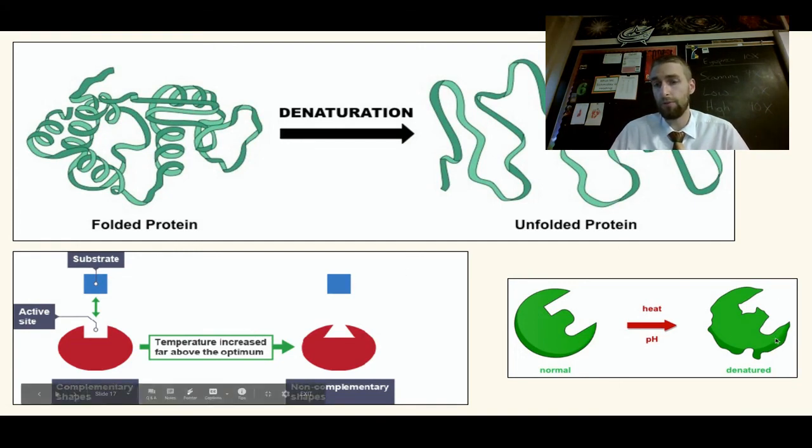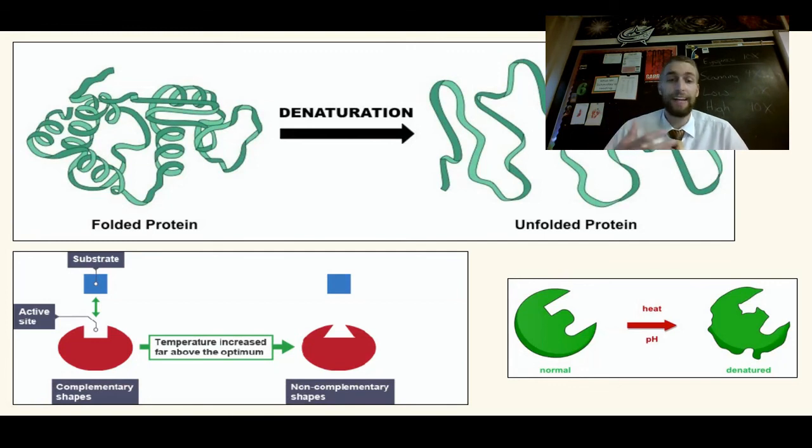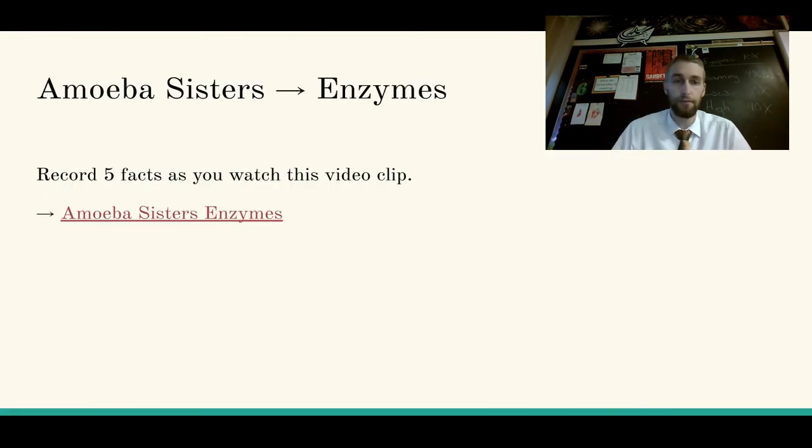Here's another visual of what it might look like when an enzyme gets denatured. It changes shape. The active site changes shape, maybe because of heat or pH, and it can no longer function because it doesn't have the right shape. Lastly, in the folder, you'll see an Amoeba Sisters video.